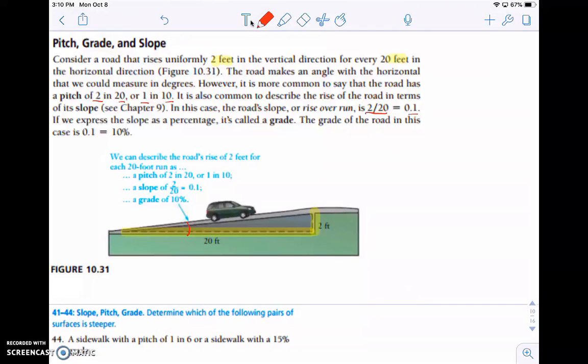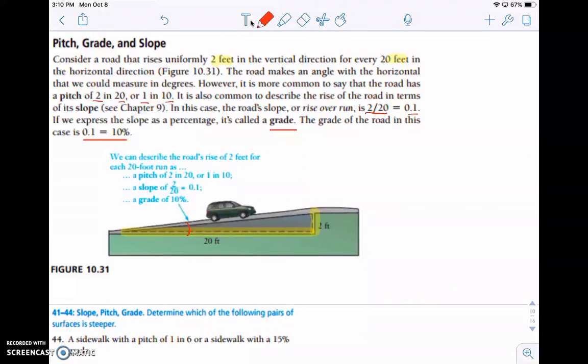And if we express the slope as a percentage, that's what we call the grade, and the grade is usually what you'll see when you're driving down the road. And the grade of this road is 0.1, or 10%. That's a pretty steep grade right there. If you're driving on the freeway or something like that, that's a pretty steep grade.